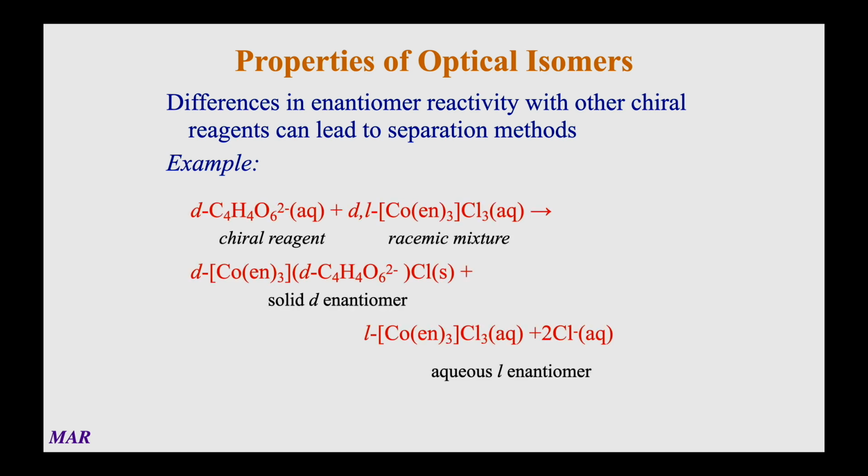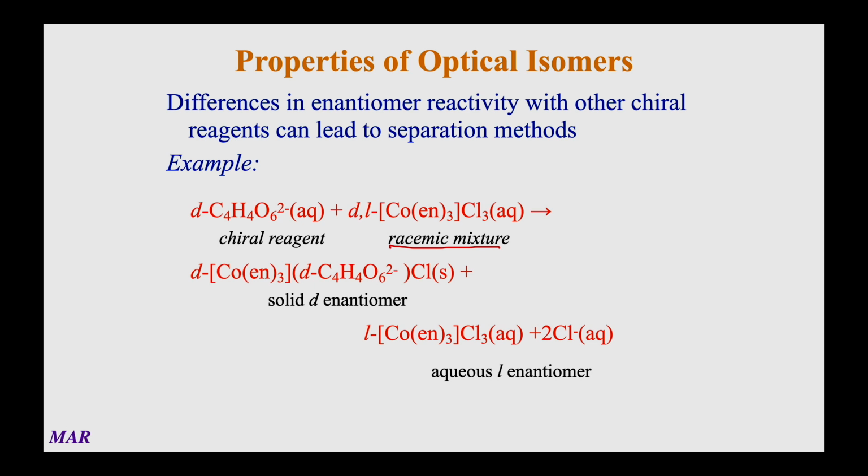Here's an example of this. Let's say that we have a racemic mixture of this cobalt compound. Now this cobalt actually has both D and L. This is a chiral system, and initially we have a racemic mixture, which means we have just as much left hand as right hand enantiomer, or just as much D as L.